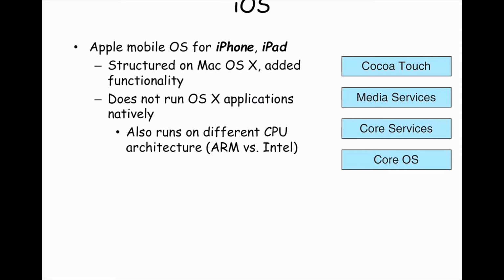And so iOS started based on macOS, but it added functionality specific to your mobile device, and a lot of it has to do with I/O as it pertains to the touchscreen. It doesn't run OS X applications. It uses a different CPU. It uses the ARM CPU, Advanced RISC Machines, instead of the Intel architecture, which is what the desktop and laptop are running for now. Right? That might change in the future.